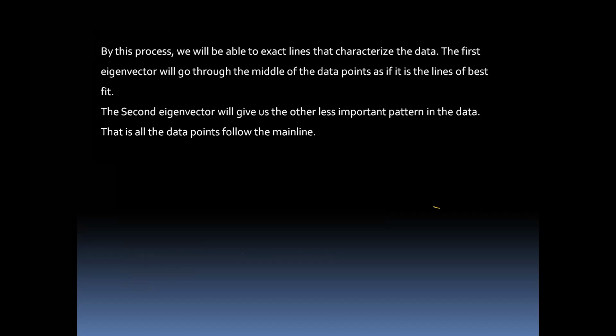So by this process, we are able to find the exact line that characterizes the data. The first eigenvector will go through the middle of the data points as if the line is the best fit. Right? This line is a best fit. The second eigenvector will give us other, lesser important patterns in the data. That is, all the data points follow the main line.